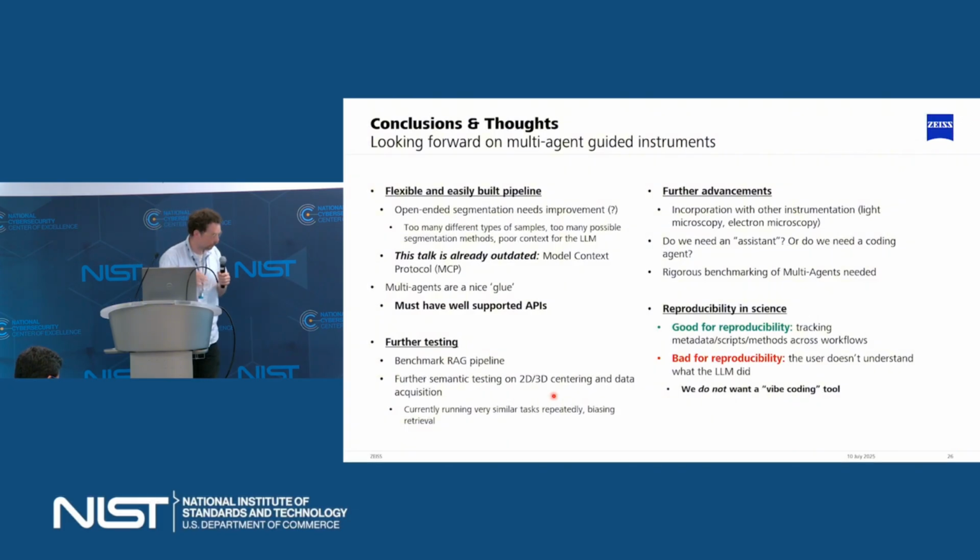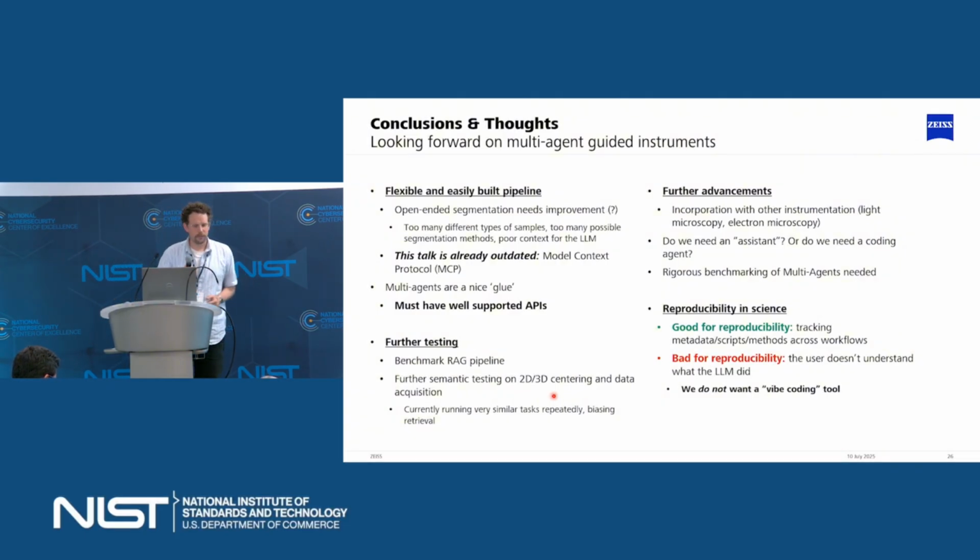Now I just want to give you some thoughts that I have about these multi-agent systems. I wouldn't call them a method in and of themselves. I would call them a glue between other interfaces and APIs. They're a really nice, easy to set up glue. However, you must have a well-supported API. If you don't, you can't expect the multi-agent to do anything useful.